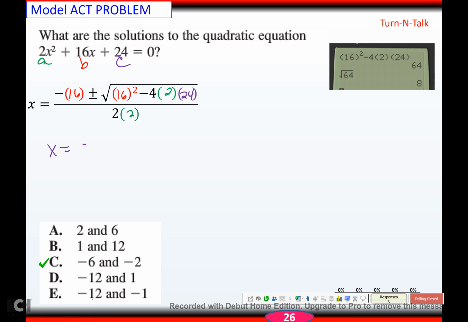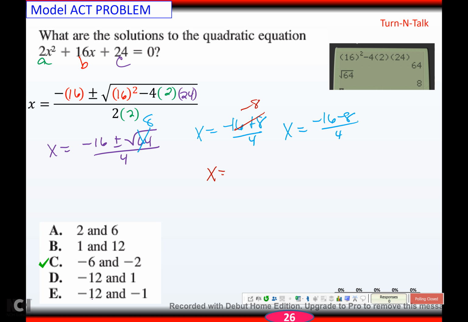So I have x equals negative 16 plus or minus the square root of 64 all over 4. The square root of 64 is 8, so my two solutions are x equals negative 16 plus 8 over 4, and x equals negative 16 minus 8 over 4. Simplifying these, negative 16 plus 8 is negative 8, divided by 4 is negative 2. Negative 16 minus 8 is negative 24, divided by 4 is negative 6.